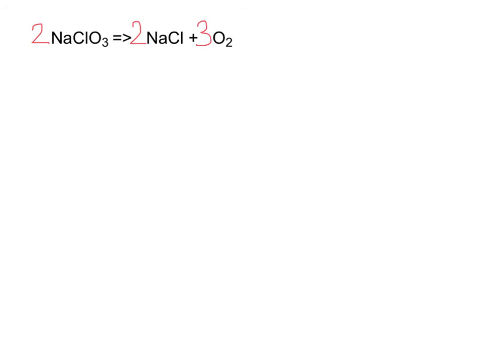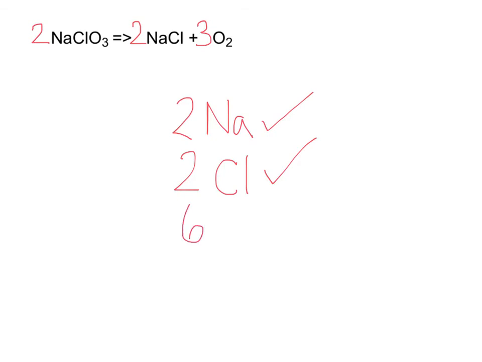So let's double check our work. So now we have 2 Na's on the left and 2 Na's on the right, so that checks. I have 2 Cl's on the left, 2 Cl's on the right, so that checks. 2 times 3 gives me 6 oxygens on the left, and then on the right, 3 times 2 gives me 6 oxygens, so that checks.